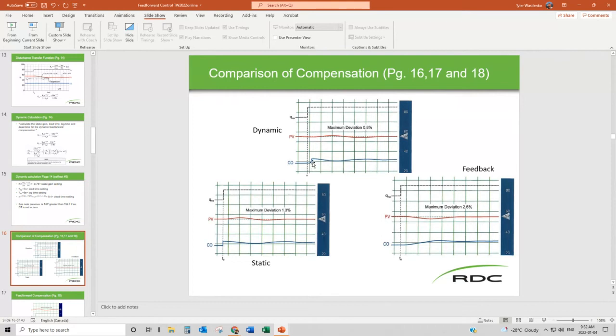I'm almost thinking that this graph might be wrong, but whatever, it's not important at this point in time. Okay, the major point here is the whole idea behind feed forward is to mitigate the amount of discrepancy between our process variable and our set point.